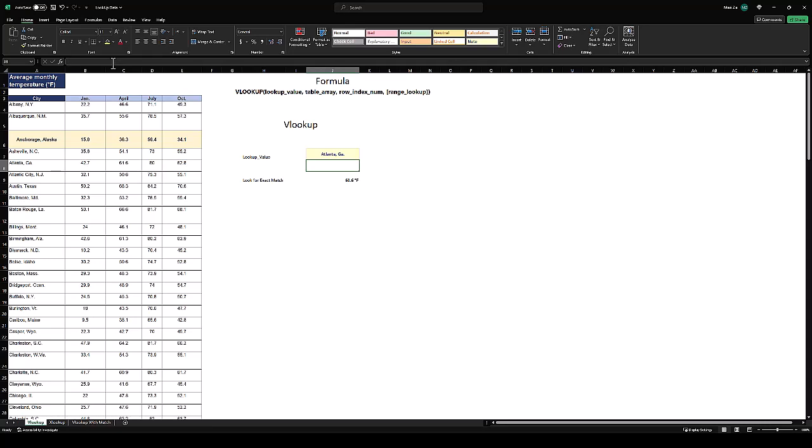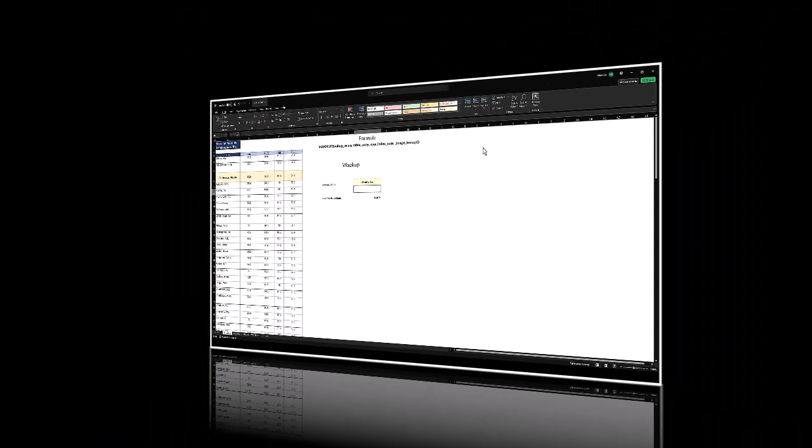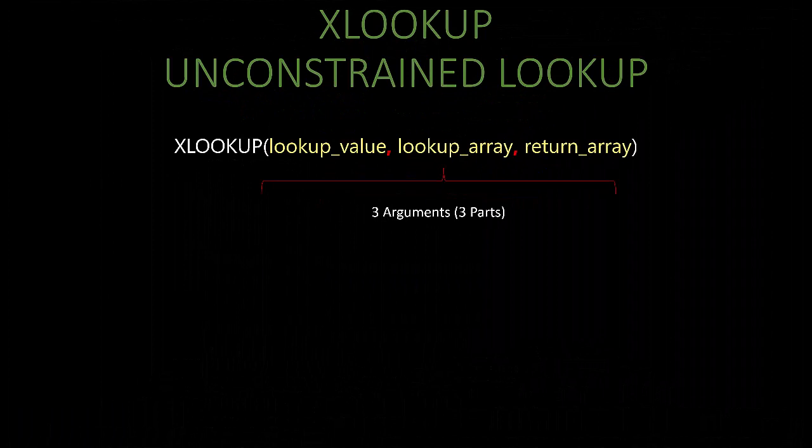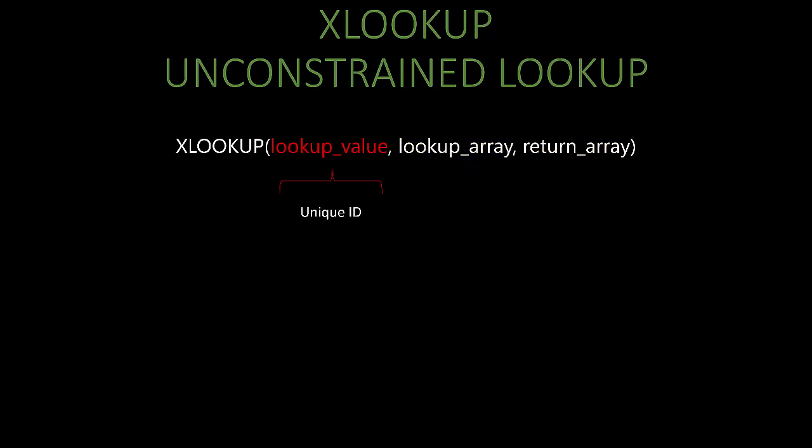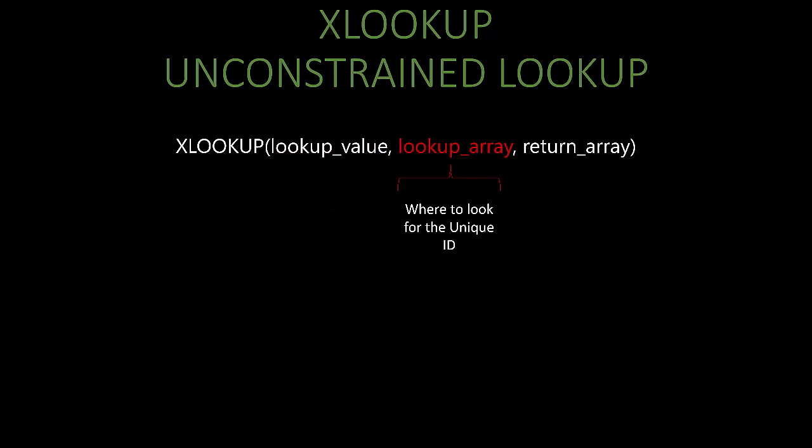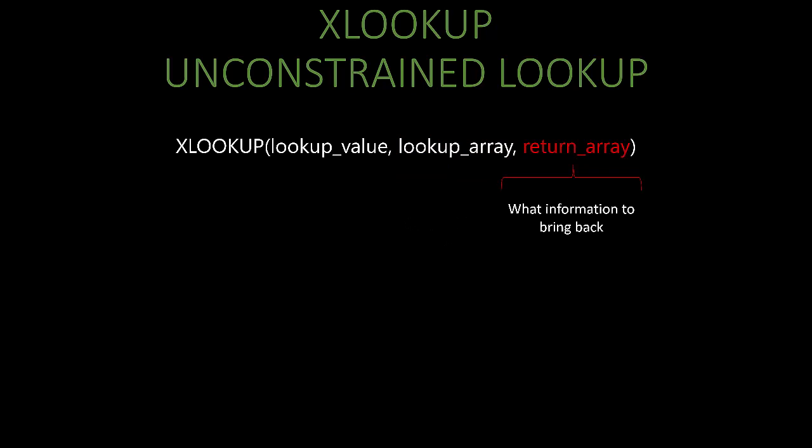Now let's go see how XLOOKUP works. Right away, you can see that XLOOKUP is a little easier. It only has 3 arguments. And the first argument, same as VLOOKUP, is a lookup value, the unique ID. The second argument is where to look for the unique ID. And the last argument is a return array, what information to bring back.